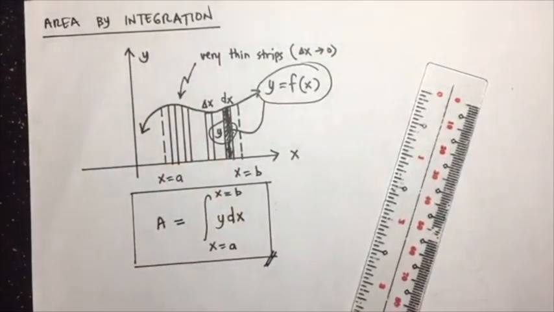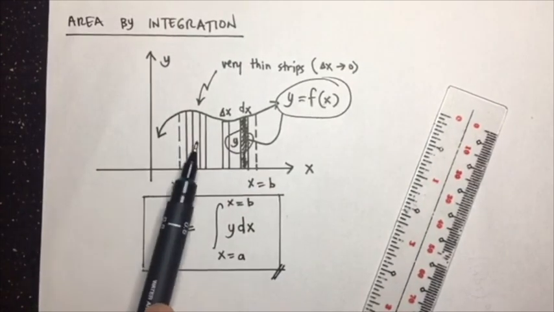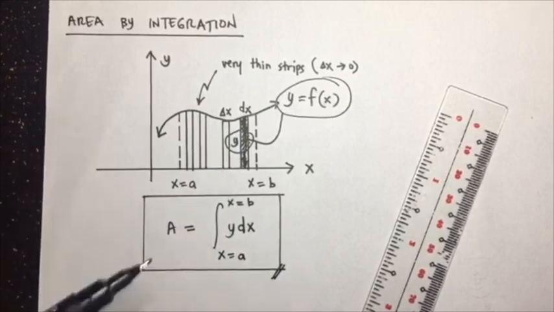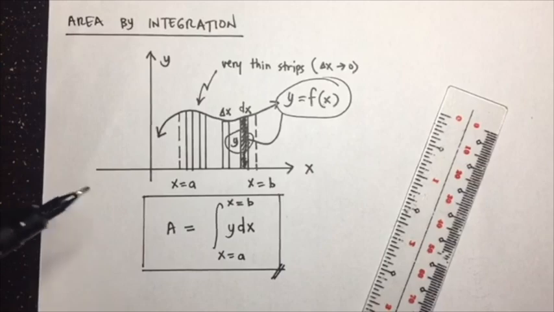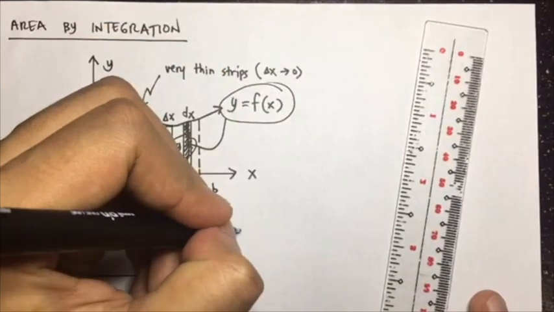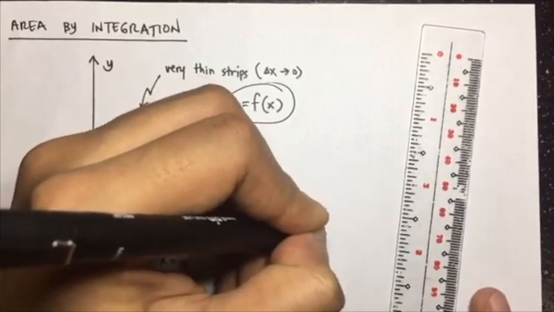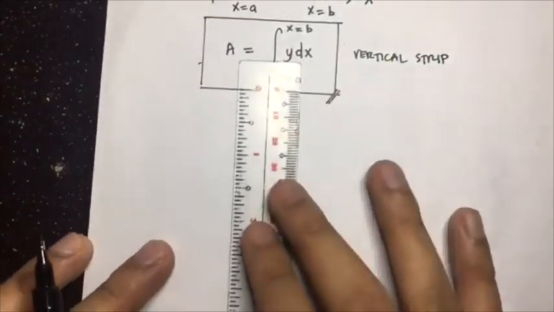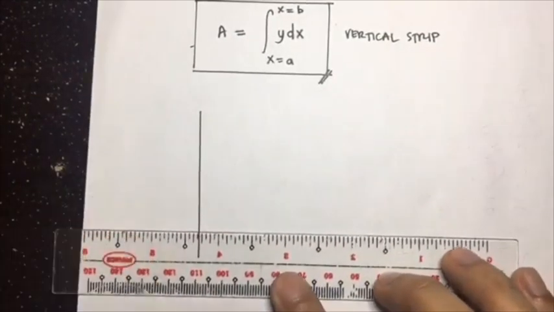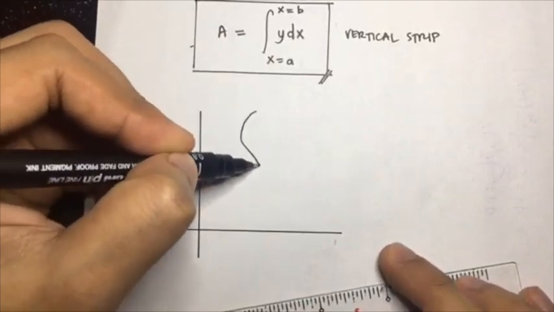Another method: in this method we use a vertical strip. We can also use a horizontal strip, and that will depend upon the problem and the given function. This is a vertical strip, so let's take note of that. What if we have a horizontal strip? Let's draw another curve, say our curve looks like this.